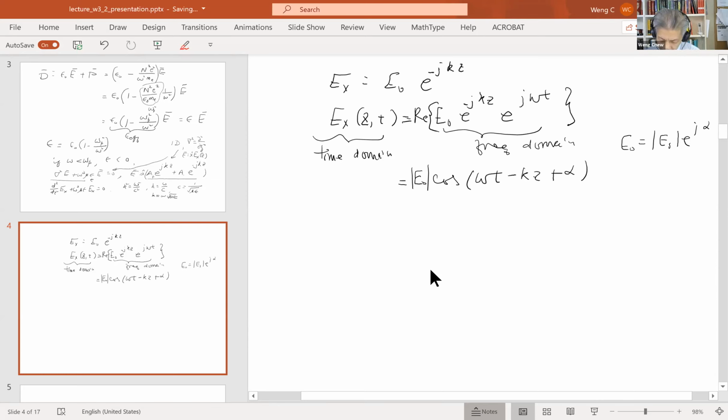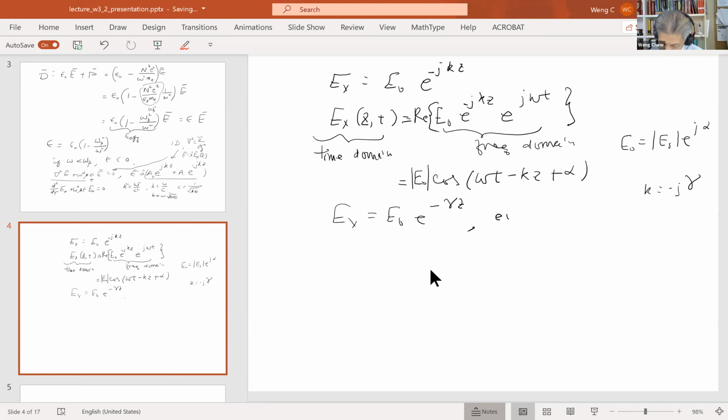But what happens if k is a pure imaginary number? Then Ex is just equal to E naught e to the minus, say k is minus j gamma, okay? It becomes pure imaginary. Then minus j times minus j gamma, so this becomes just a real exponential. And it becomes decaying. If you go back to the time domain, it's still a decaying signal, which means that the plane wave cannot propagate in such a medium. Such a wave is called an evanescent wave.